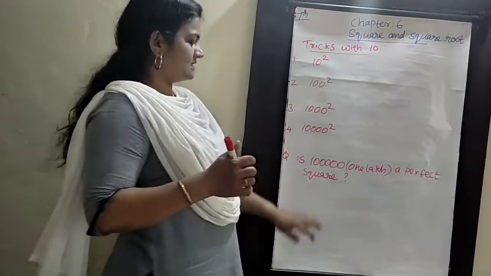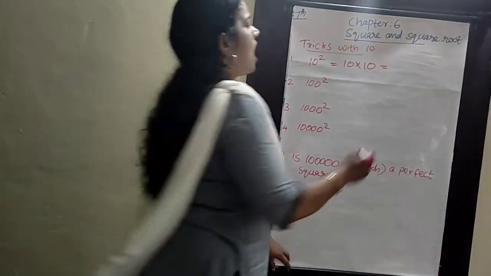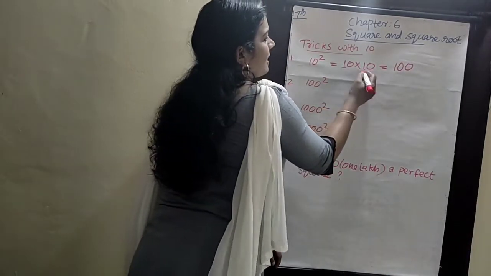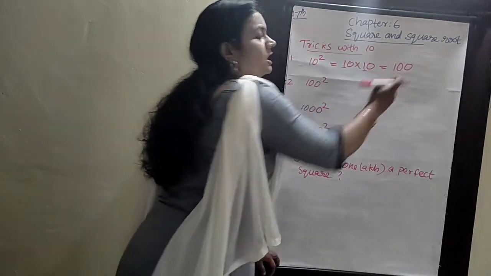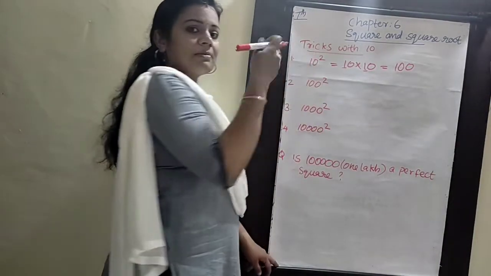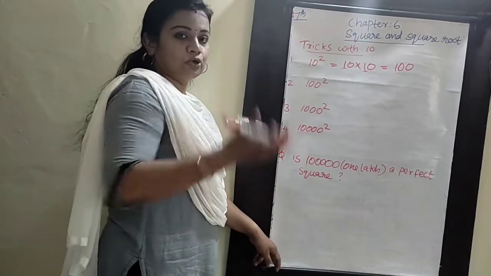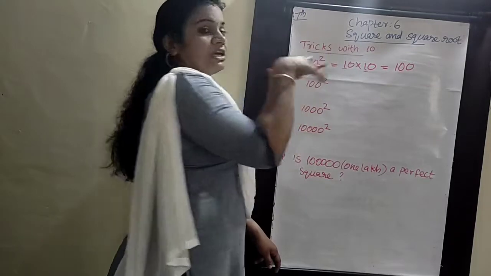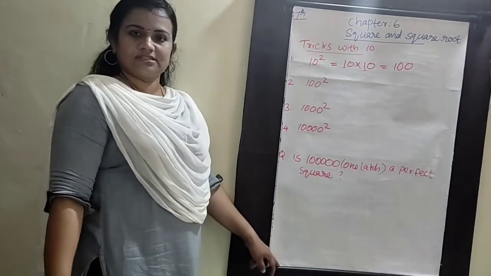We already know that 10 square is equal to 10 into 10, which is 100. Then how to write this easily? First we multiply the numbers: 1 one is 1. How many zeros are here? Two zeros, so we put 2 zeros after it. Square means we multiply the one number twice. Here 10 has one zero, doubled, so the answer will have 2 zeros.